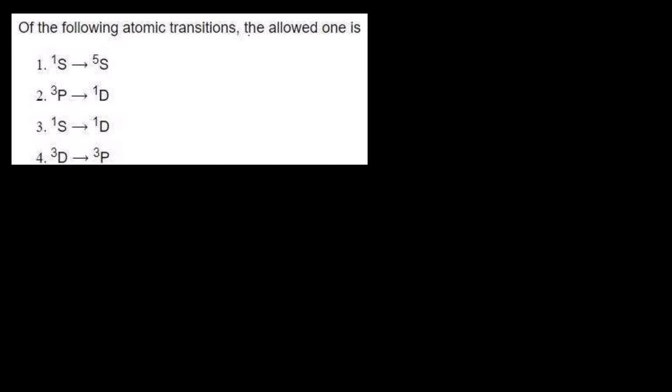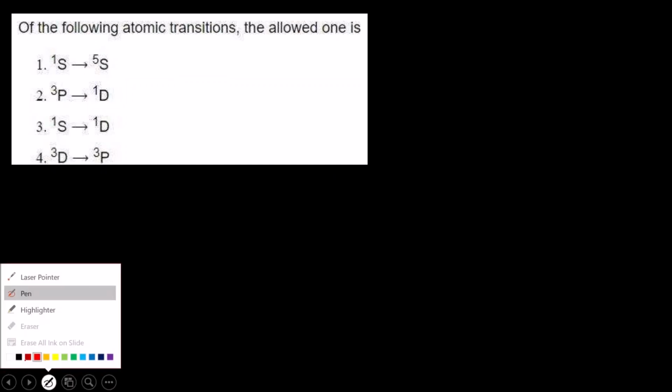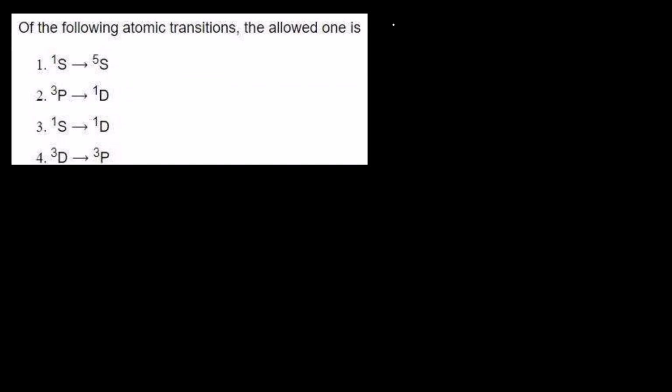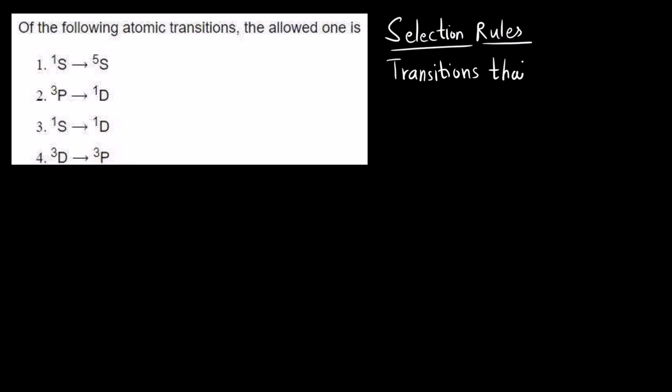Of the following atomic transitions, the allowed ones are. So for this you must know some selection rules. There are certain selection rules that we have to follow. The transitions that follow the selection rules are allowed. Rules are allowed transitions. Okay, so what are the rules?